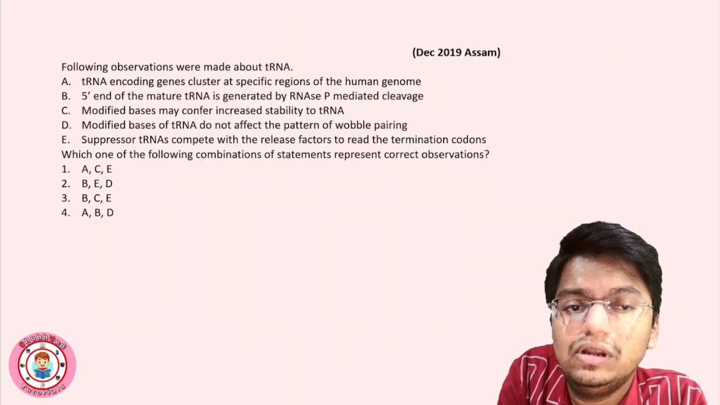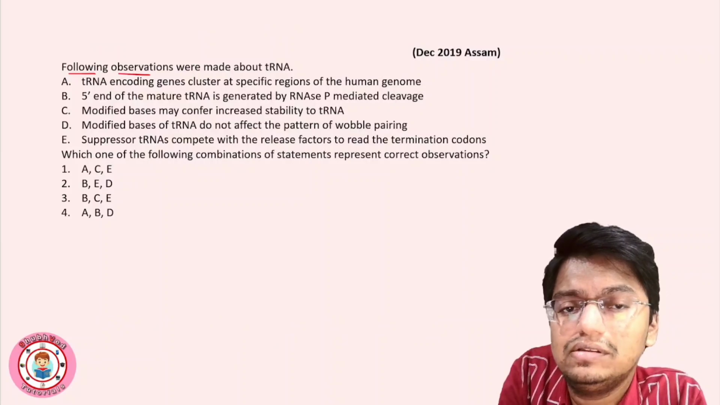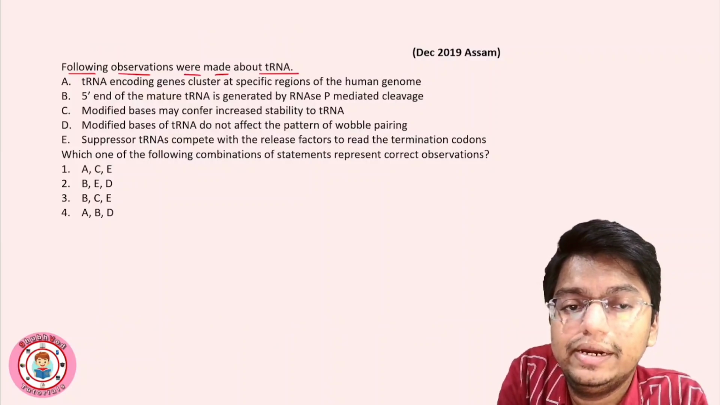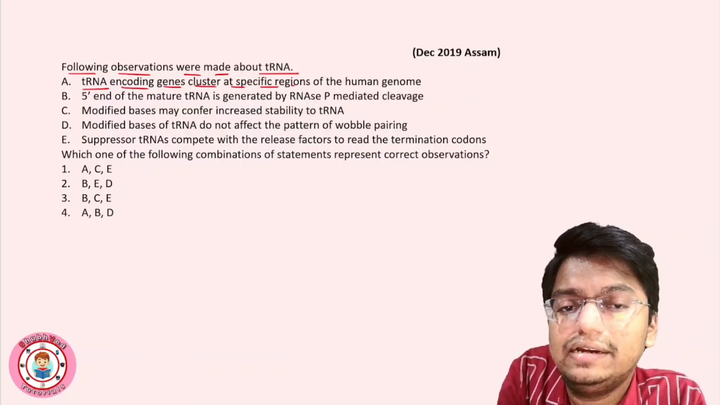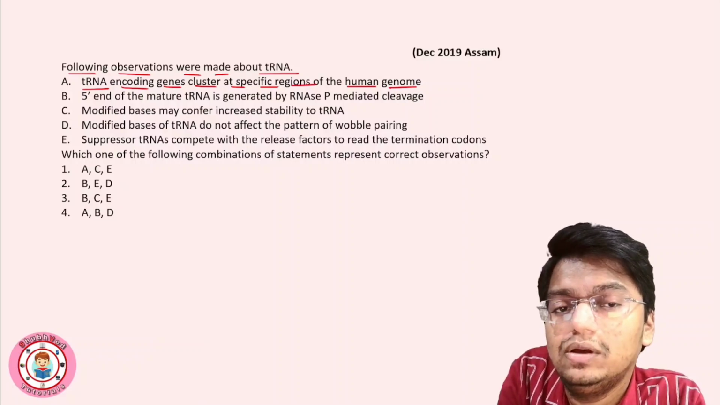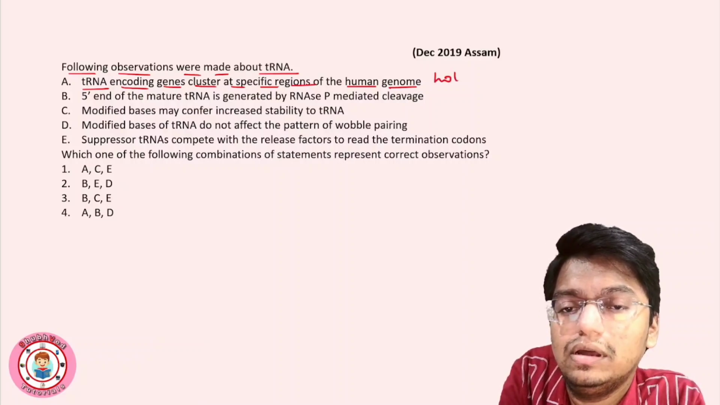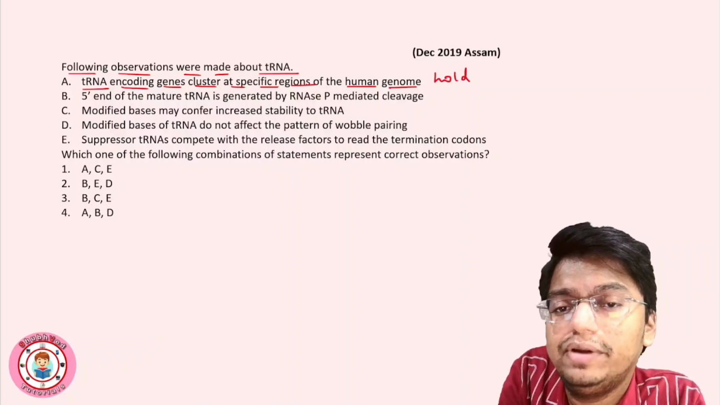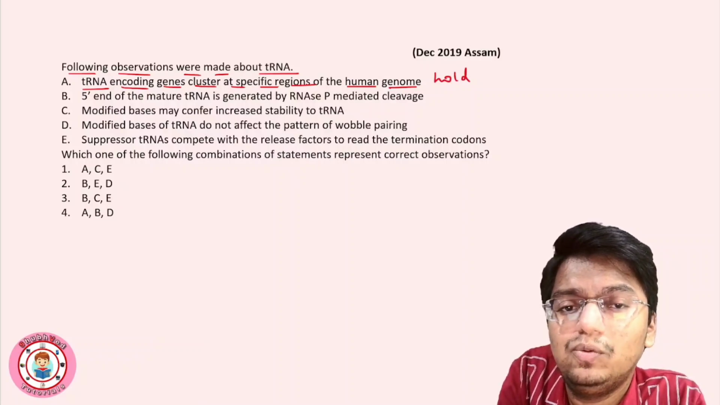Next question. Following observations were made about tRNA. Statement A: tRNA encoding genes cluster at specific regions of the human genome. Suppose we don't know this, we will keep it on hold.